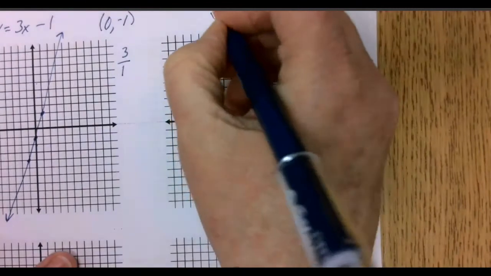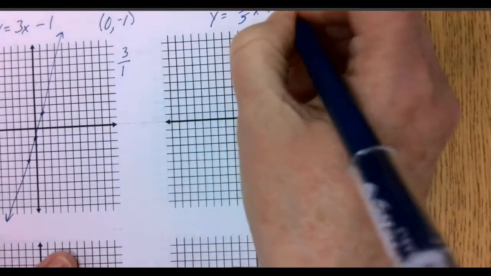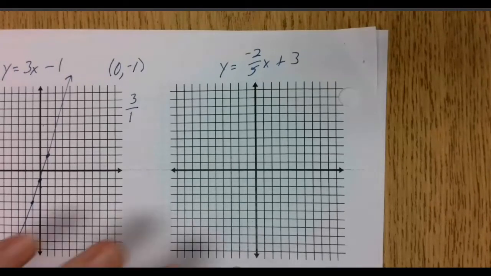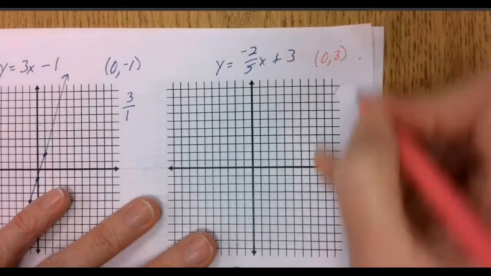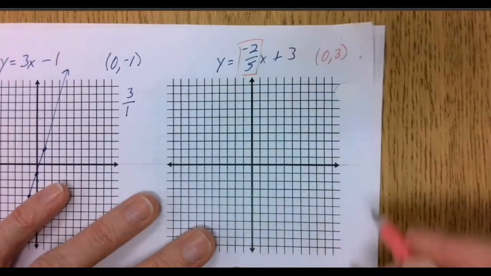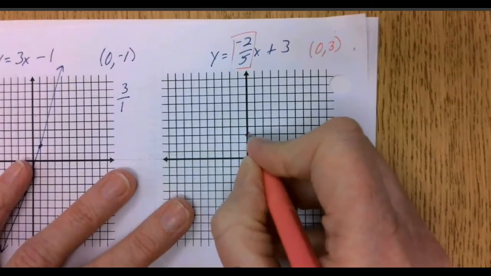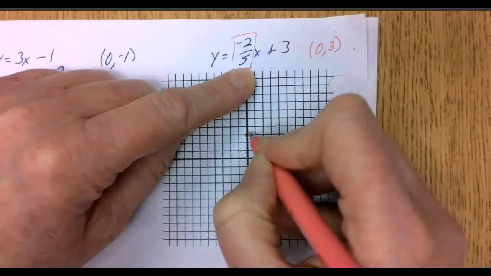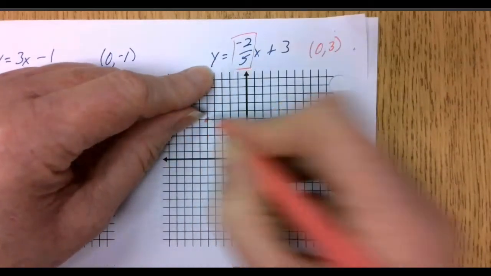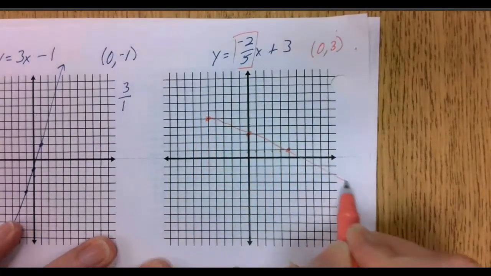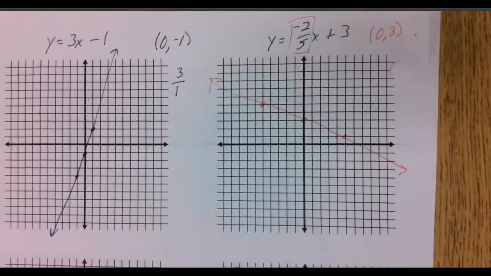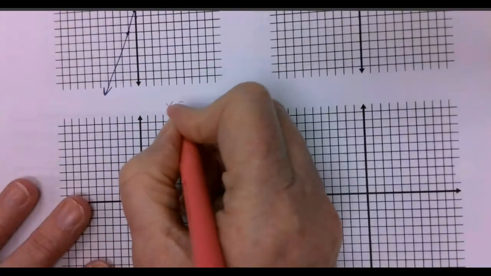Okay, here's another one. y equals negative 2/5 x plus 3. Pause, graph that equation, write down what your y-intercept and your slope are, go. Okay, so my y-intercept is 0, 3. My slope is negative 2/5. So I'm going to plot it at 3. I'm going to go down 2, 5 to the right, up 2, 5 to the left, and I draw my line. Make sure your line goes to the very edge of the graph. I will take off points if it does not go to the edge, and if it does not have the arrowheads.